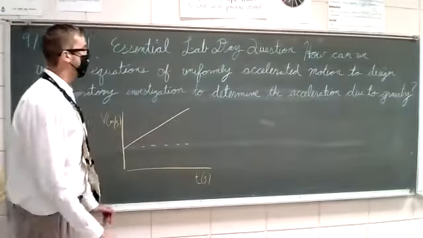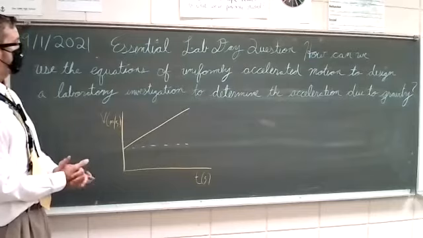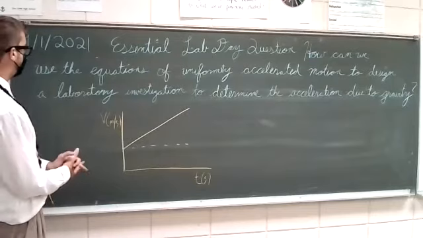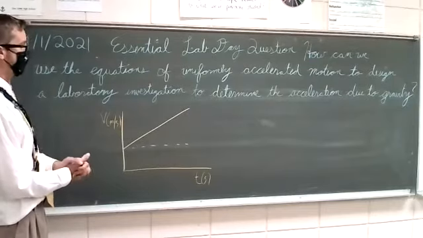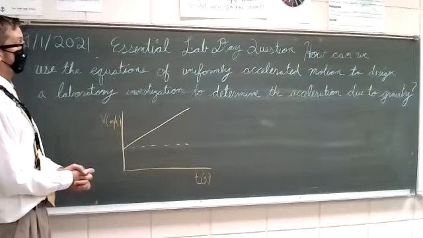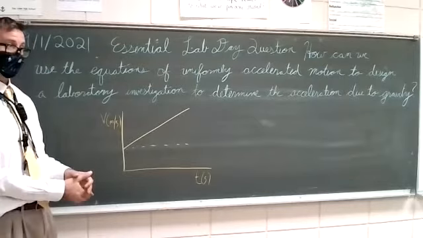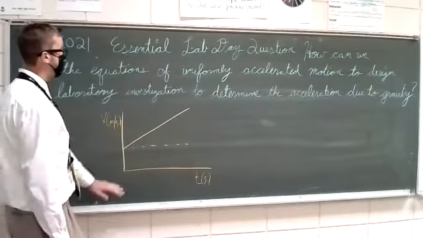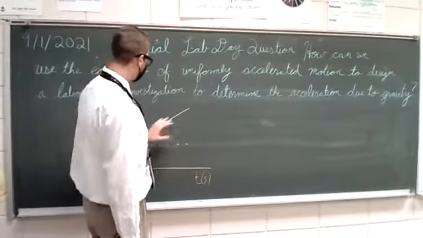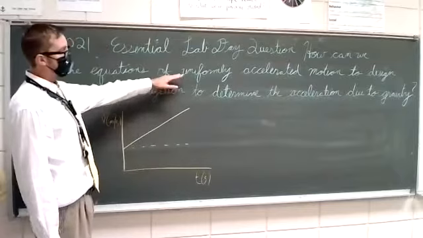Today we're looking at how we can use the equations of uniformly accelerated motion to design a laboratory investigation to determine the acceleration due to gravity. If we were on a block schedule like last year, we might be able to get to all of this today. So today we're just going to take a look at a velocity-time graph and getting these equations.